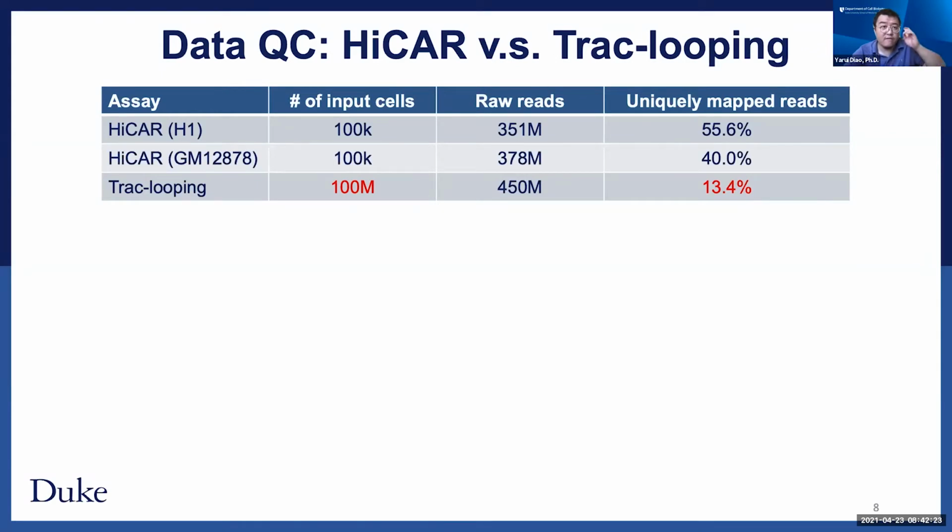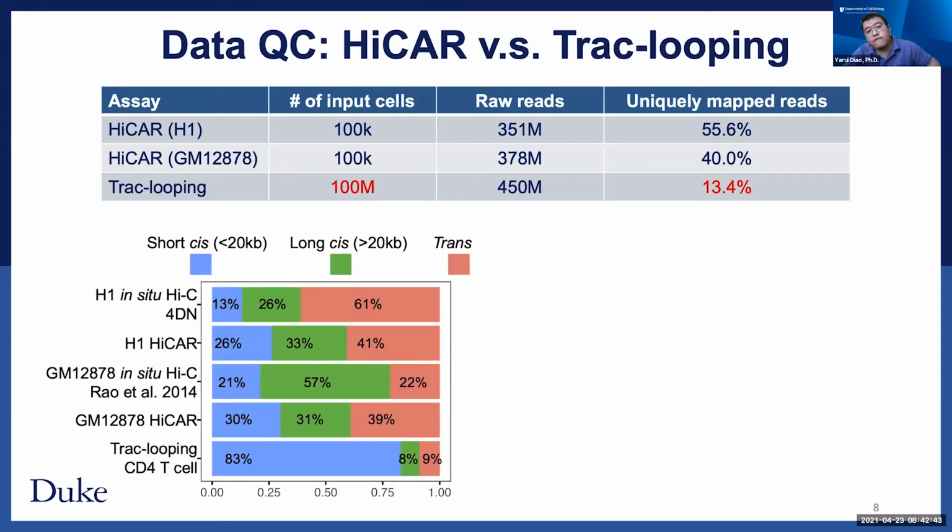which is about 400 million raw reads, and we calculate how many of these reads can be uniquely mapped. As you can see here, our HiCAR library gets a very decent mapping ratio, but for Trac-looping, only about 13% of reads can be uniquely mapped.